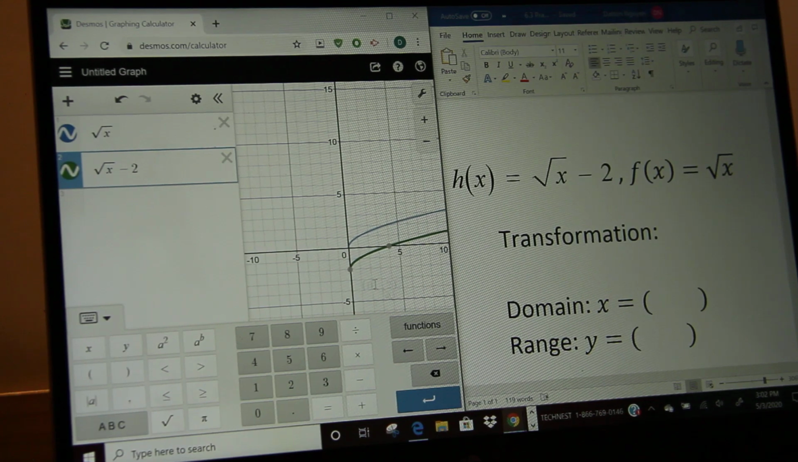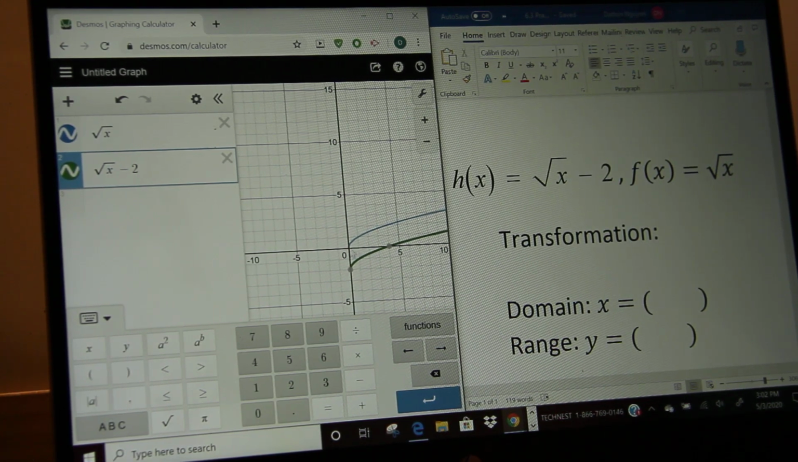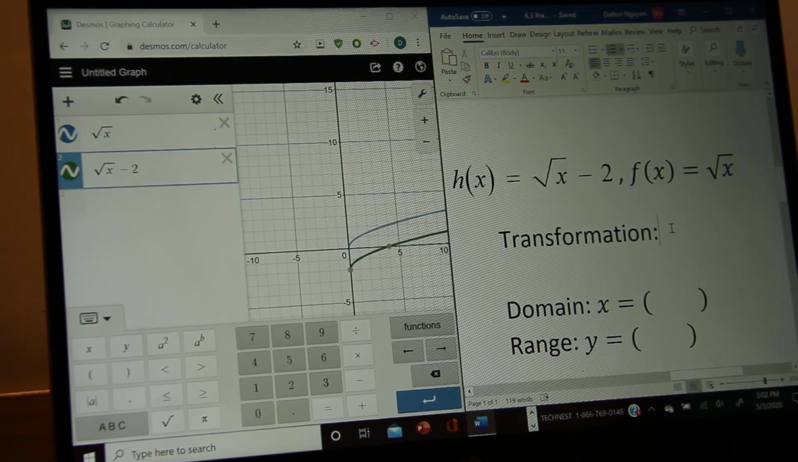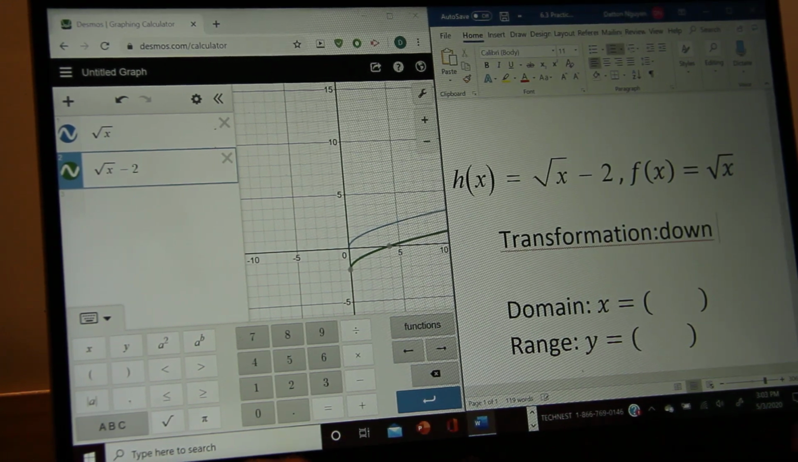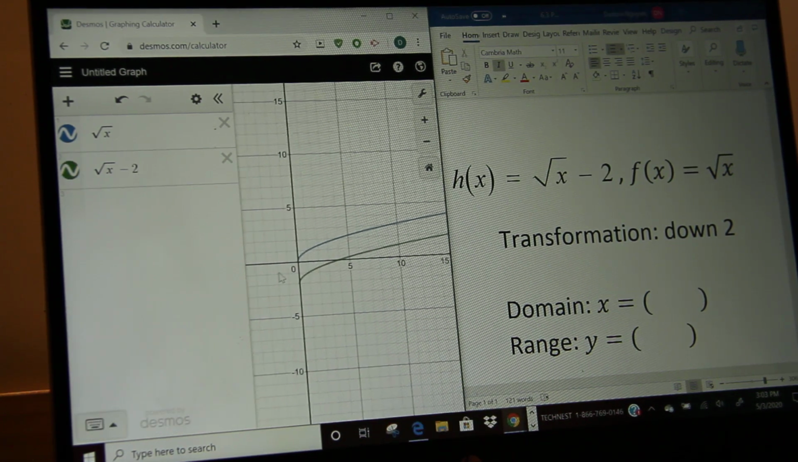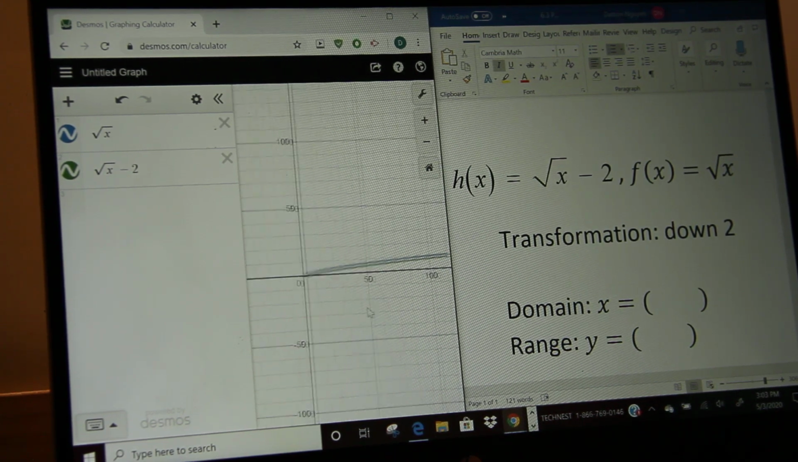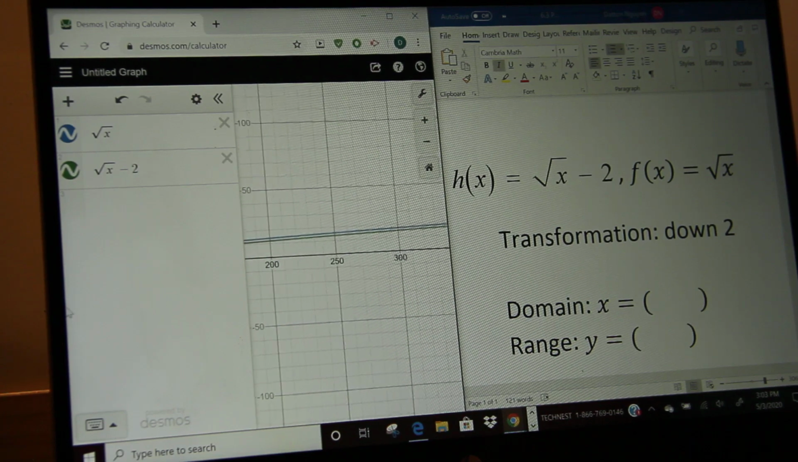Okay, that's my function. So what happened? It was up here originally, and what did it do? It went down. Okay, so this is my transformation. I'm going to write down here, down 2. Okay, that's the only thing that happened. So what is my domain? My domain starts at 0 and it goes all the way, notice it goes all the way to the right. See how it keeps on going and going and going? It goes on forever, right?